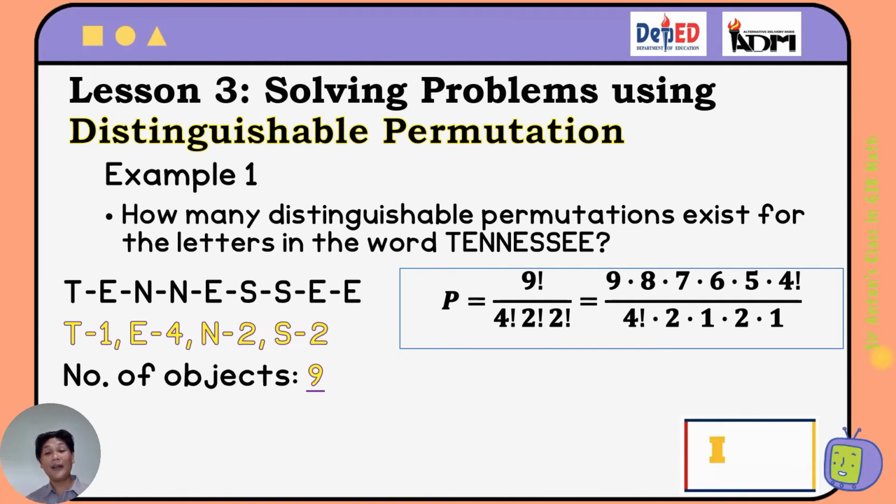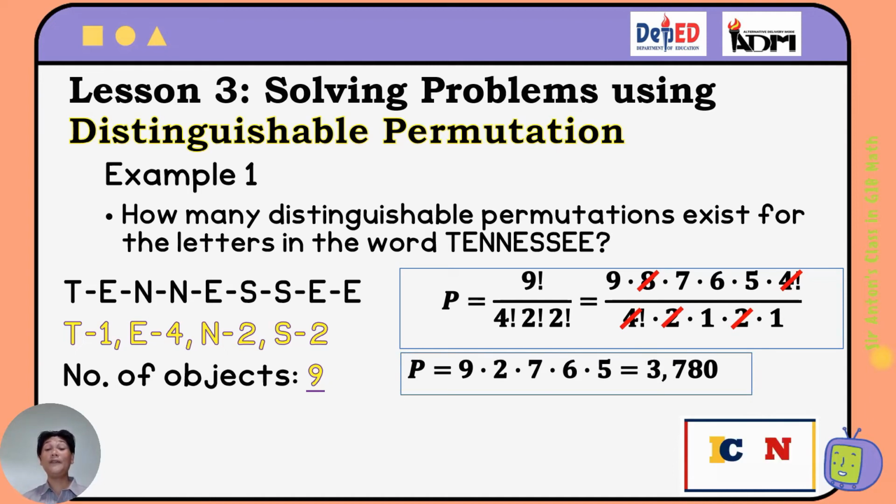Then simplify 9 factorial, which is 9 times 8 times 7 times 6 times 5, just until 4 factorial, because we have 4 factorial in the divisor. So we can divide 4 factorial by 4 factorial. Then 2 factorial is 2 times 1 and another 2 factorial is 2 times 1. With the 2 in the divisor, we can divide it from 8. So 8 divided by 2, what's left is 4, and for the second divisor 2, then 2 is left.